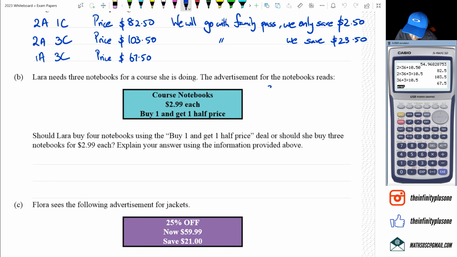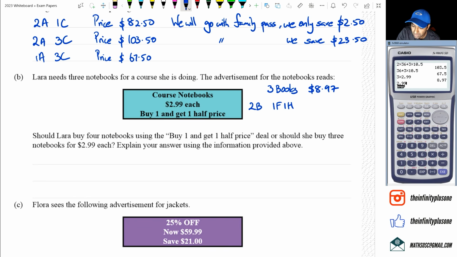If she buys 3 books normally, you are looking at 3 times $2.99, which is $8.97. Now, if she buys 4 books, she can buy 2 books at a time: 1 full price, 1 half price, which means $2.99 divided by 2 plus $2.99. That gives us $4.485. I'll probably put $4.49.